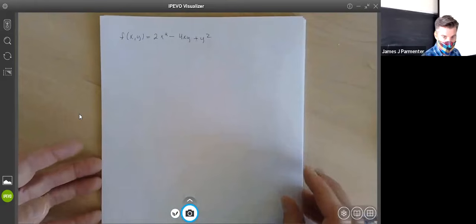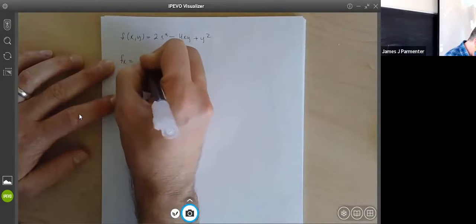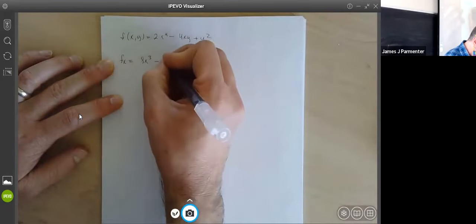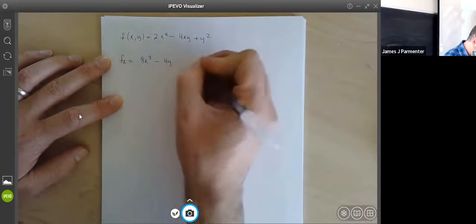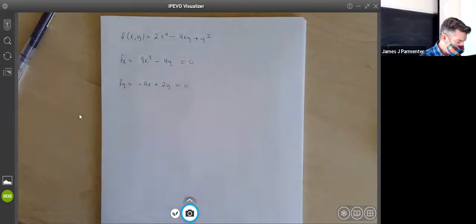Let's go ahead and find our partials. So fx is going to equal 8x cubed minus 4y, and set that equal to 0. And fy is going to equal negative 4x plus 2y. Of the two of these, I feel like it's easier to deal with the second one, since it looks less complicated. Here, I don't get a specific point, I get an equation.